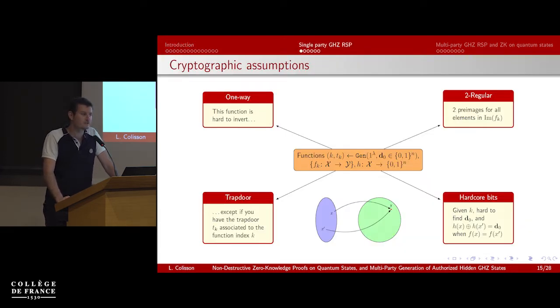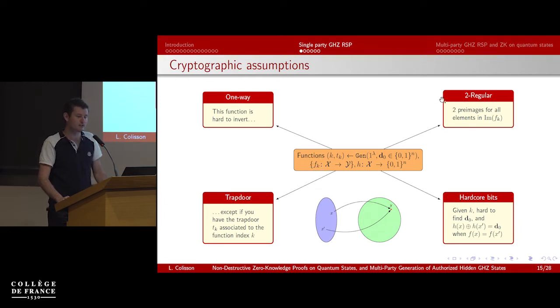Okay, so now let's try to see how we can first create this GHZ state from multiple clients. So we need some kind of cryptographic assumptions. We'll assume so far that we have a family of functions, described with this f_k. So k is a public key, an index of the function. And you have a way to sample a public key together with a trapdoor using this Gen function. Now this family of functions f_k needs to have some properties.